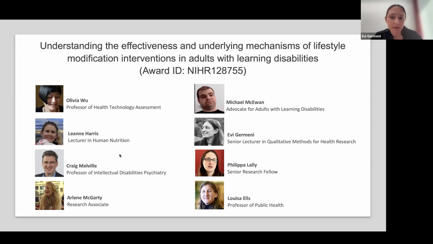We had a very multidisciplinary team, which included researchers with expertise in evidence synthesis, qualitative research, intellectual disabilities, public health, and behavior change, as well as a PPI co-investigator and co-applicant who had an intellectual disability and ensured all aspects of the study respected the needs, abilities, and wants of people with intellectual disabilities.